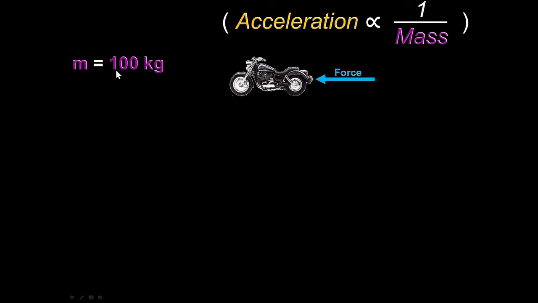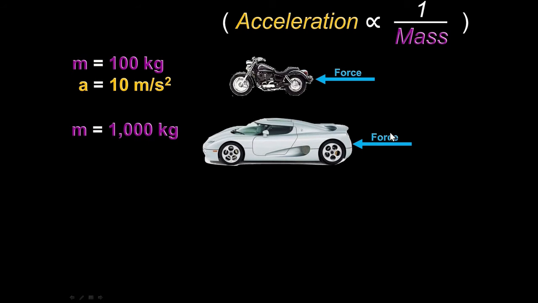Let's say we have a motorcycle that has a mass of 100 kilograms and we put some force on it and it produces an acceleration pretty close to gravity. Now I'm going to put the same amount of force on this race car, and it has 10 times as much mass. What I mean by the same amount of force is maybe we take the engine out of the motorcycle and put it into the car. That'd be a crying shame, but it's an example. Because the mass got 10 times as much, the acceleration became 1/10 as much.